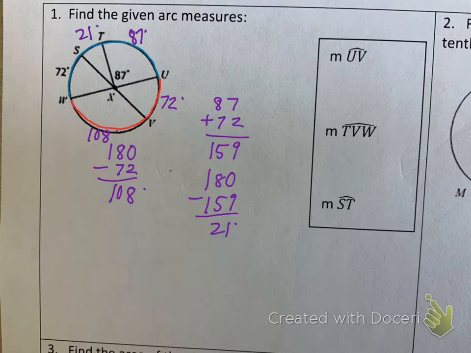So now that I have the entire picture filled out, I could find the measure of these 3 arcs here. So for this first arc, if it has 2 letters, UV, then my answer should be less than 180. So UV is right here. That would be 72 degrees.